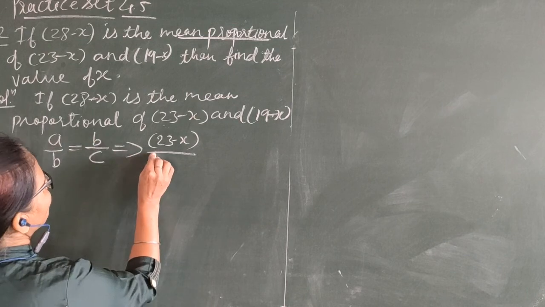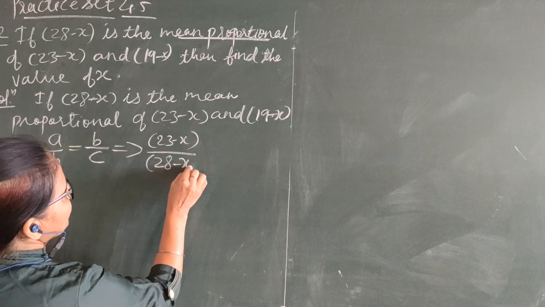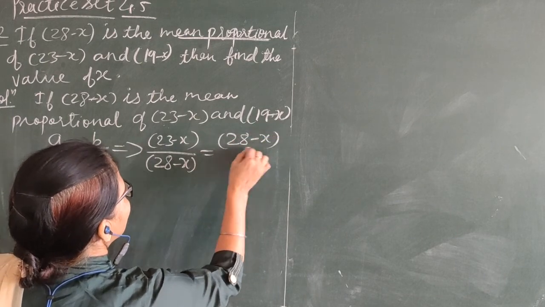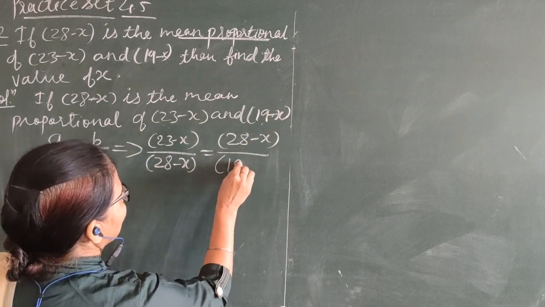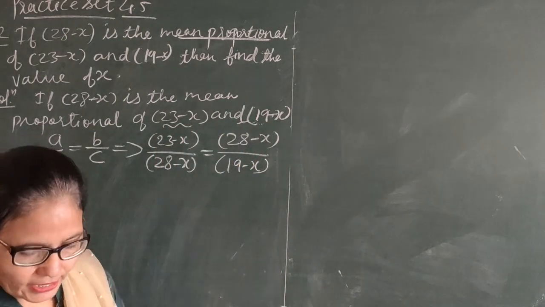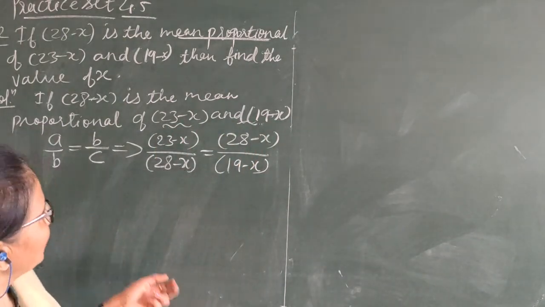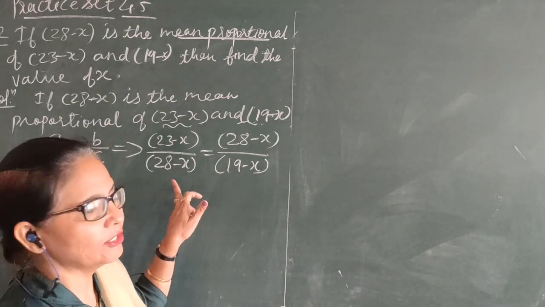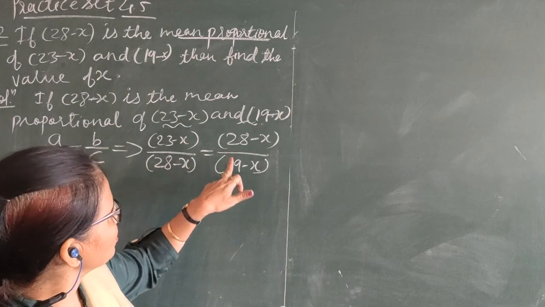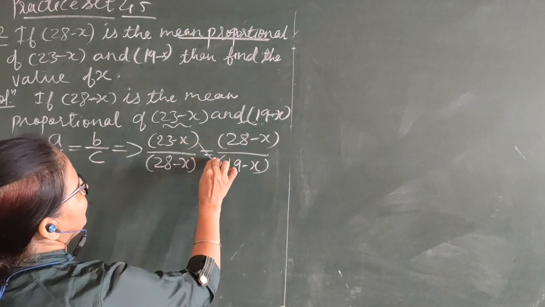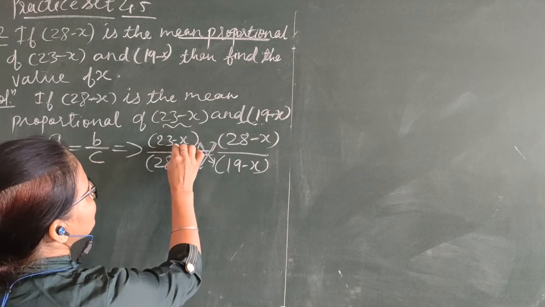So B is what here? 28 minus x, and here again B is 28 minus x upon your C. Okay, so this and this are your A and C. Now here there are two ways to solve this sum. You can use dividendo also, but here I am using cross multiplication, that will be easy for you to understand. Now let's use cross multiplication.